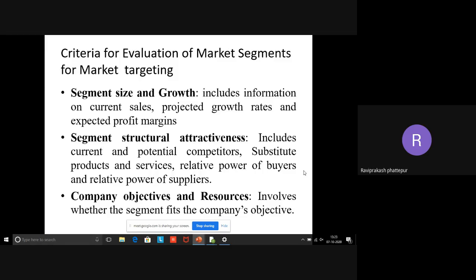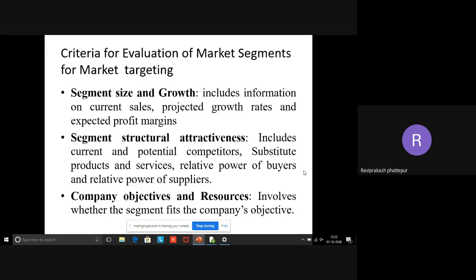Okay. Next comes the company objectives and resources. This involves whether the segment fits the company's objective or not. So what is your objective? Your objective might be sustainable growth. Your objective can be widening the market. Your objective can be growing at a very fast rate. Will that particular segment help you achieve those objectives that you have set for the company? That is very important.